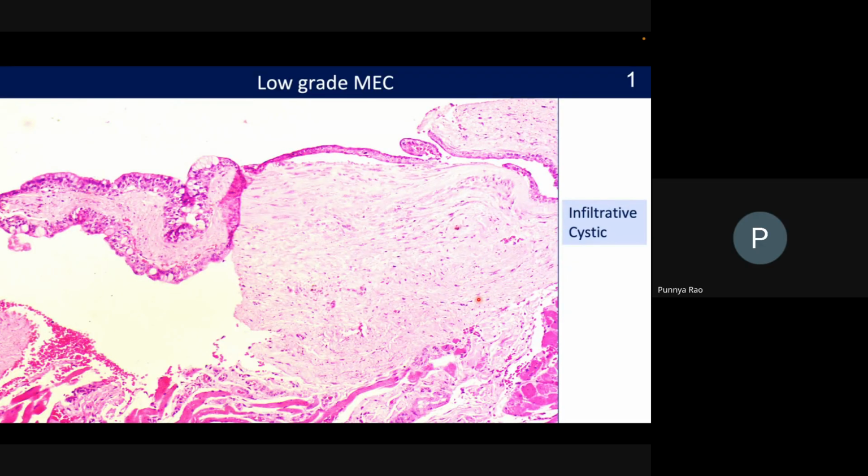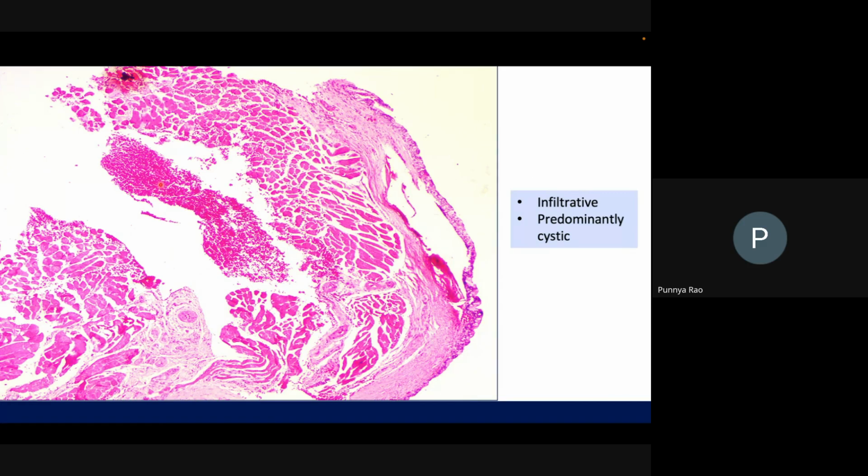So this was the case of an extremely low grade mucoepidermoid carcinoma. It was infiltrative, but it was cystic. You can see it is infiltrating into the adjacent muscles, but it is predominantly cystic. It was a single cystic cavity lined by flattened cuboidal cells, and then you have some amount of hyperplasia seen ahead. Again, you can see the infiltrative aspect of it, but it was predominantly cystic.